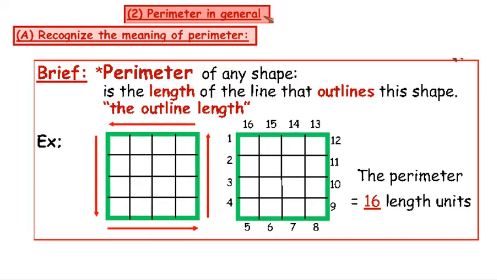Perimeter is the length of the outline. To know the length of the outline, just count the length units. 1, 2, 3, 4, 5, 6, 7, 8, 9, 10, 11, 12, 13, 14, 15, 16. This shape's perimeter is 16 length units.